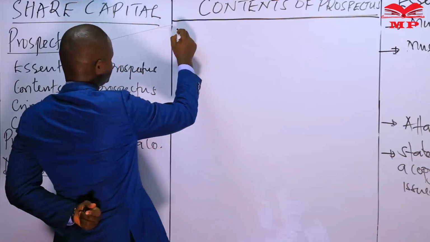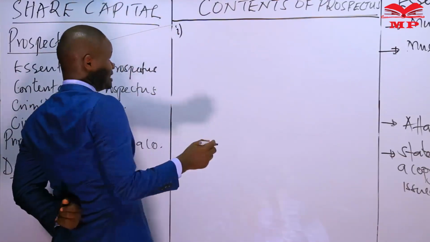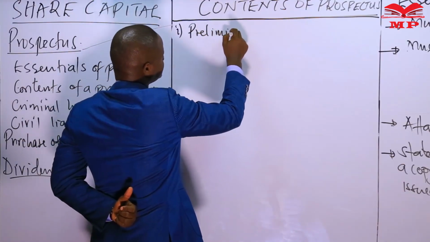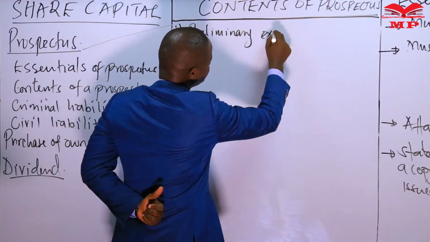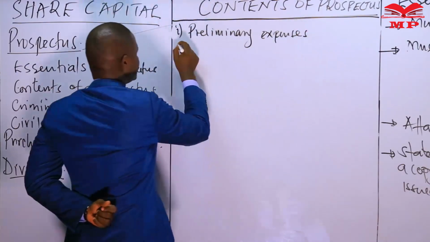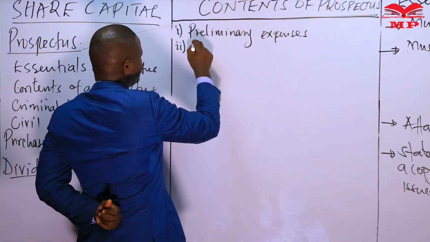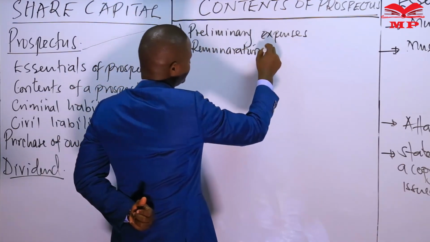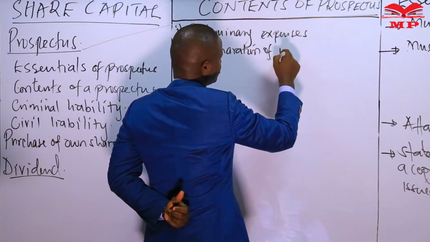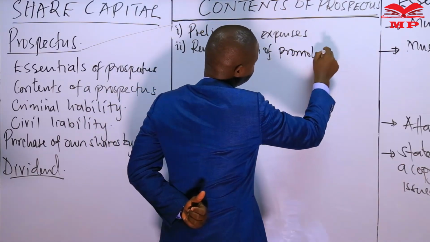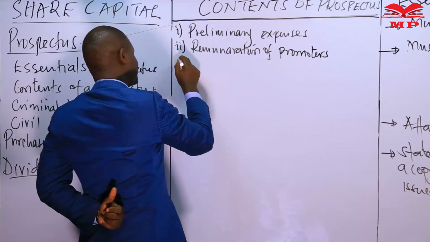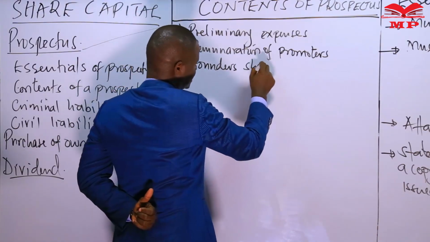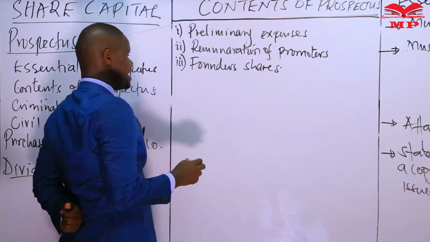So what are some of the things we're expecting to find? You expect that the prospectus will tell you something about the company's preliminary expenses. The prospectus will also talk to you about the remuneration of promoters. This prospectus should also tell you about any founders' shares that have been issued to management.